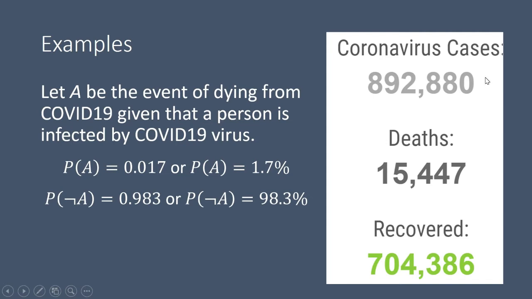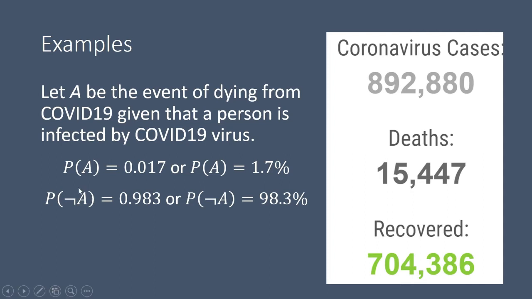This is like the size of the sample space. I spoke about sample space before. So we have such a thing as the size of the sample space, the number of elements contained in the sample space. We can look at the total number of coronavirus cases as the size of the sample space, or the sample space itself. And there are 892,880 coronavirus cases in our country, by the way. Now, of those 892,880, how many people died?